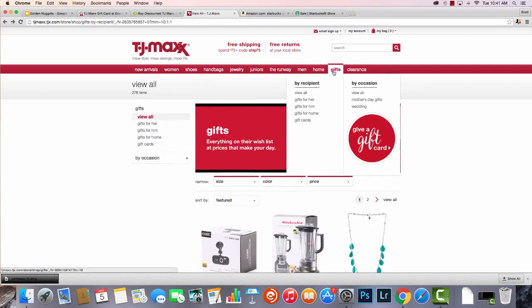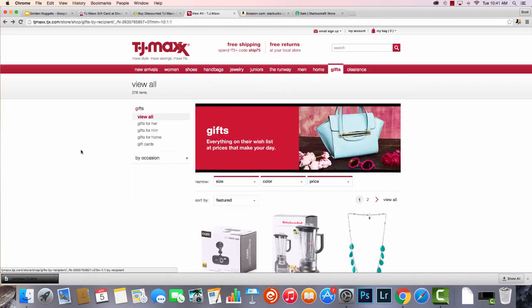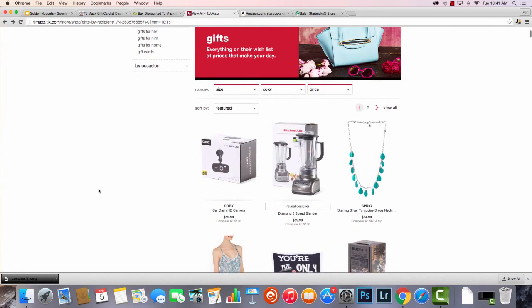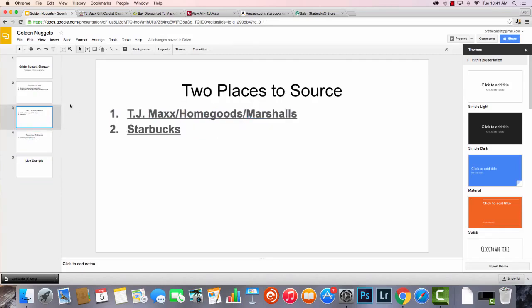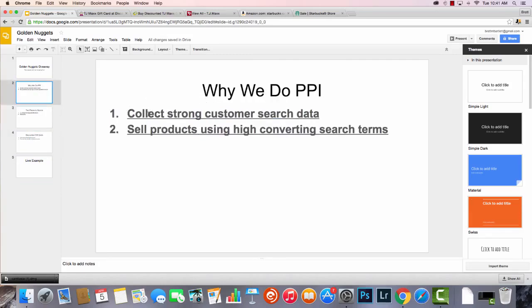So tjmaxx.com. This is why we use TJ Maxx. We went to gifts. We went to view all. Now, what are we looking for when we're doing this? When I'm on TJ Maxx, I am looking for collecting strong customer search data. I am not necessarily looking for selling products using high converting search terms, because I like to use TJ Maxx to find possible golden nuggets. Does that make sense? So I'm using TJ Maxx to collect the search data.